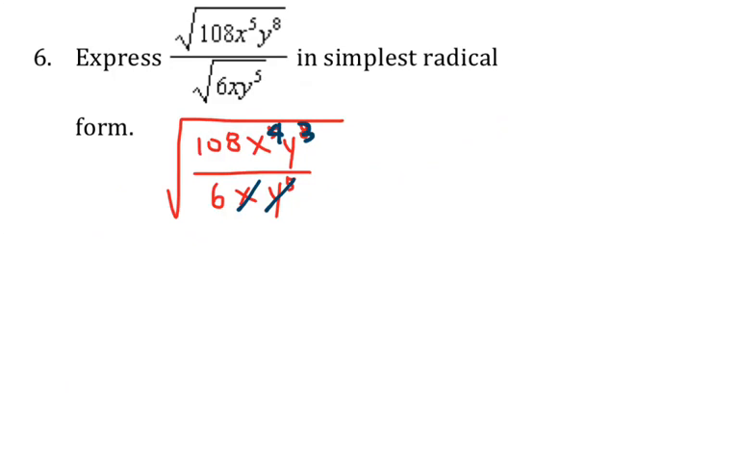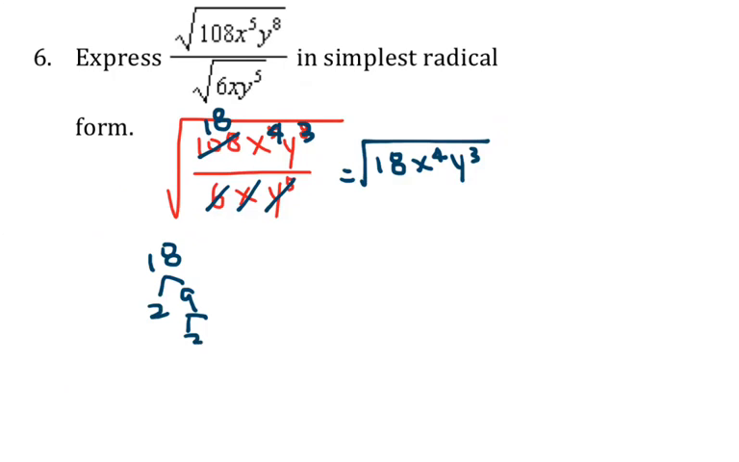And then what happened to 6? 108 divided by 6 simply becomes, I believe, 18. Then the denominator cancels out cleanly, and then we are left with square root of 18 and x to the 4th power and y to the 3rd power. Then what makes 18? That's 2 and 9, which is 3 and 3.